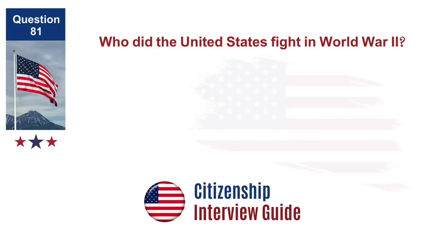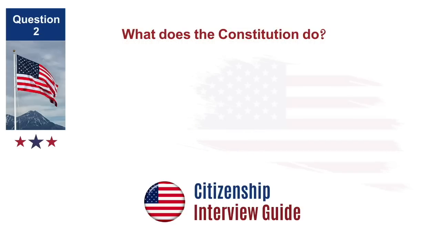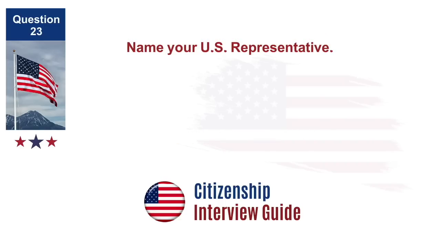Who did the United States fight in World War II? Japan, Germany, and Italy. What does the Constitution do? Sets up the government. Name your U.S. representative.